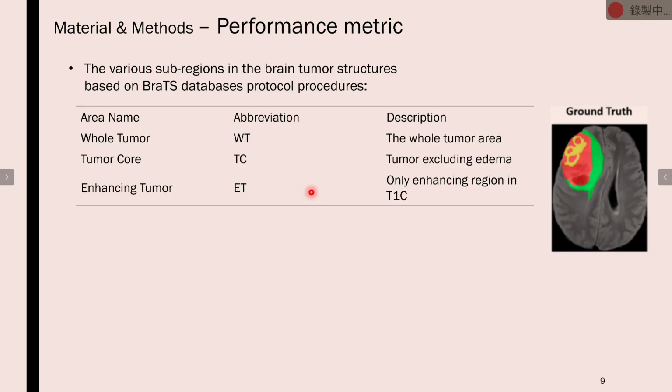This study divided brain tumors into three parts: the whole tumor, the tumor core, and the enhancing tumor. The whole tumor means the whole tumor area, and the tumor core means the tumor within the whole tumor, but excluding the edema region. And the enhancing tumor means the highlighted areas of T1 contrast. The highlighted area usually means that there is some inflammation or lesions.